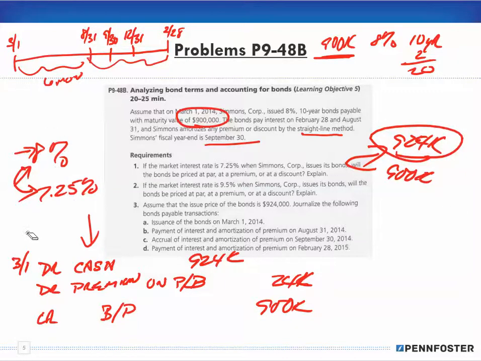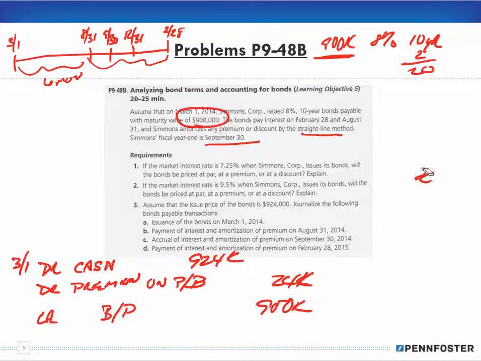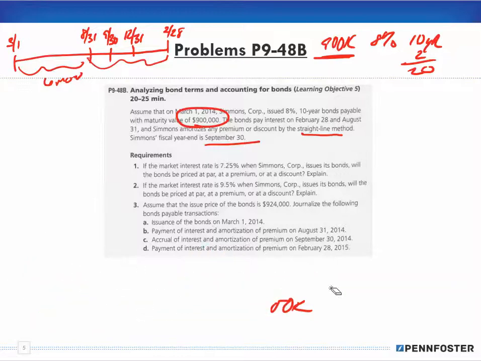Here, when the person buys the bond at 8% and the market is only at 7.25%, they're making a 0.75% spread that the market isn't giving them if they go and stick that money in the bank. All right, so pause the video there, and I'm going to erase this journal entry. That was A. Now B says payment of interest and amortization of the premium on August 31st.